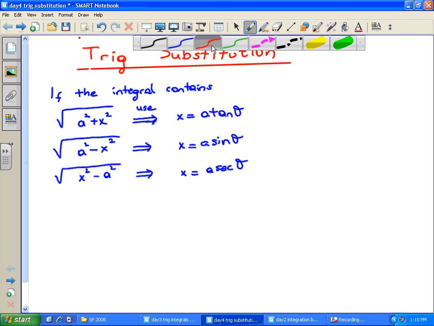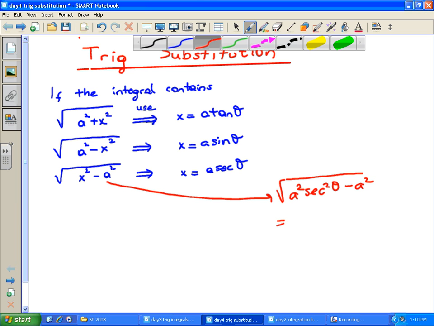So if x is a secant theta, what would the square root become? It would be the square root of, okay, x squared. What is x squared in this case? A squared secant squared minus a squared. Factor out the a squared.